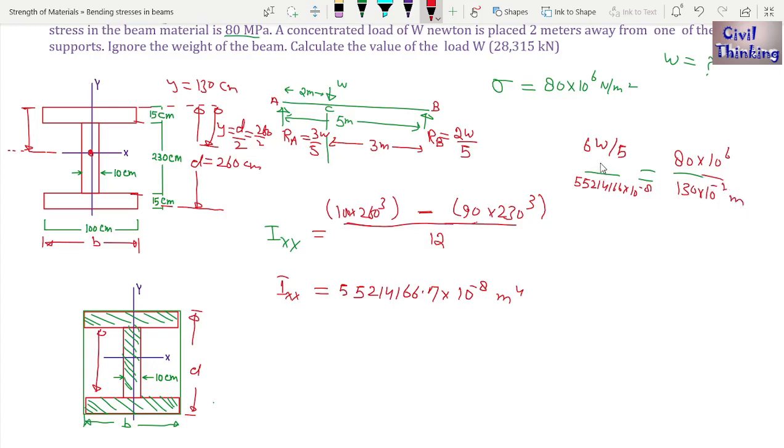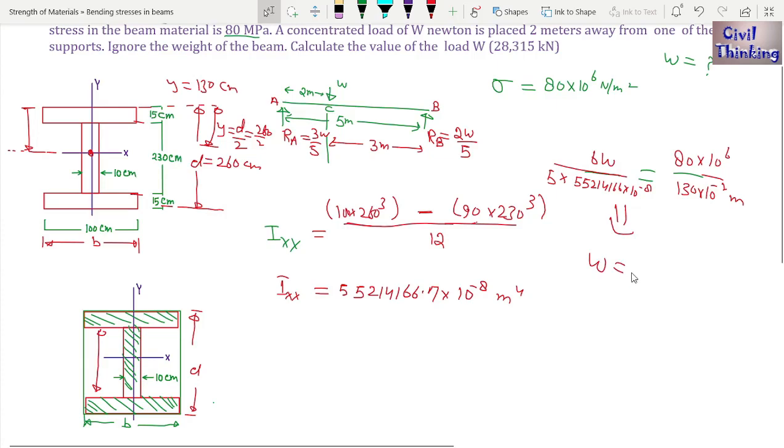Now this is 6W upon 5, so I can put the 5 here, multiplied by 5. This is 6W. When I solve this equation using the calculator, I will get the value of W. So let me use the calculator. What will be the value of W? So here we go. I found the value of W to be 2831495.73. Now what will be the unit of W? It is going to be newtons, because W is in newtons.